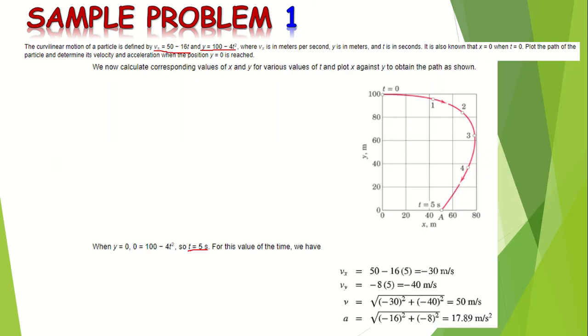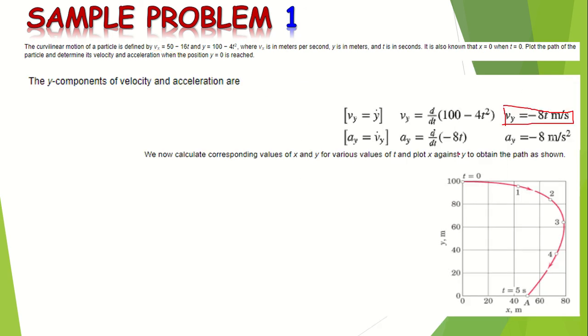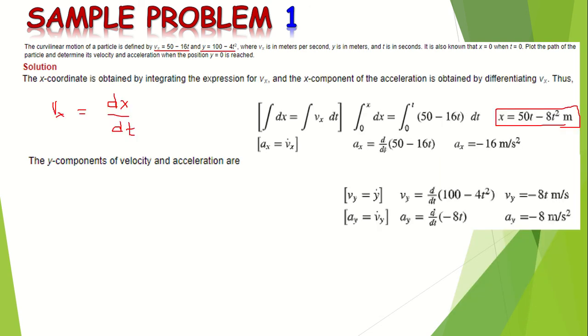So for the acceleration, square root of ax squared. Our ax, we got the ax already here. Where's our ax? Here. So this is our ax, 16. And then our ay, which is minus 8. So using these values, we can calculate for the acceleration.